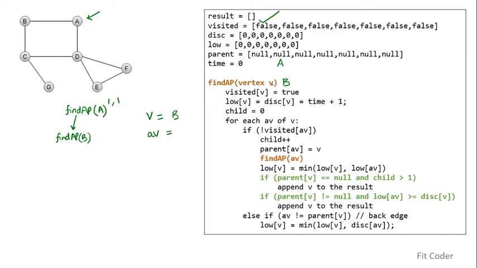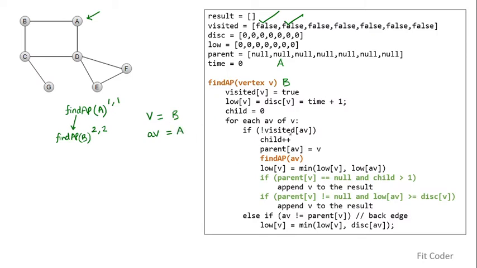So now visited B is true. We set low and discovery time for B equal to time plus 1. Time is initially 1, so it will now be 2. So for B we are setting it to 2, 2. Now for each adjacent vertex of B, the adjacent vertices for B are A and C. So let's say we start with A.